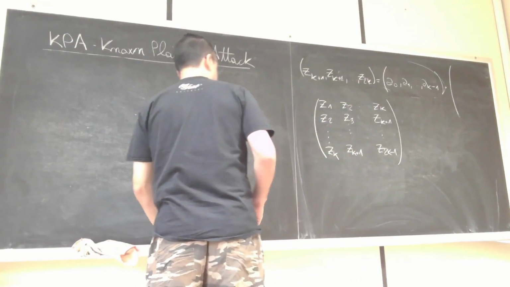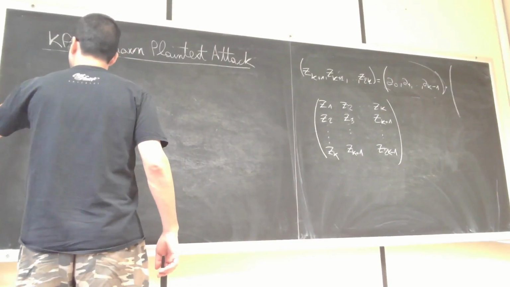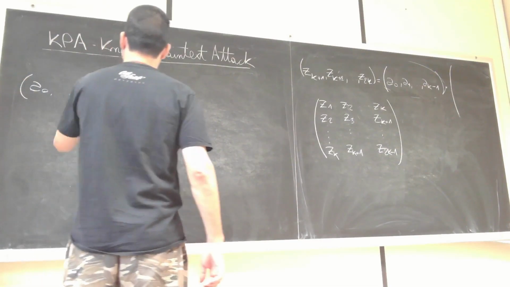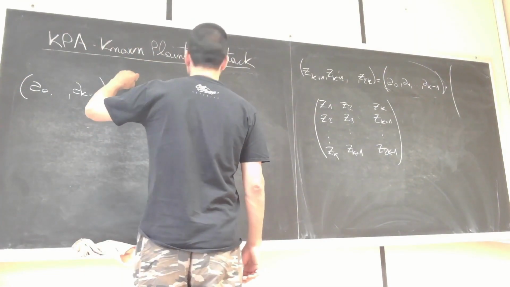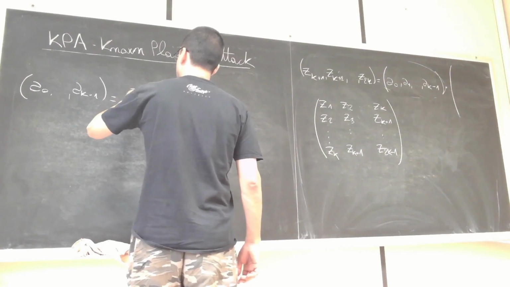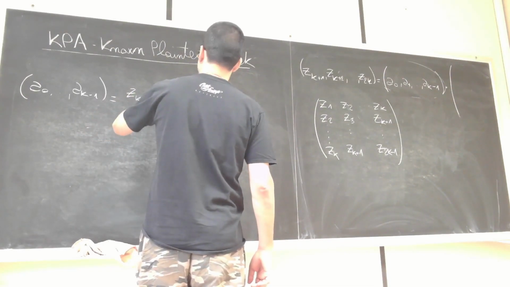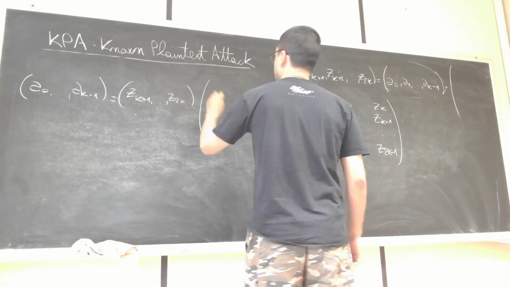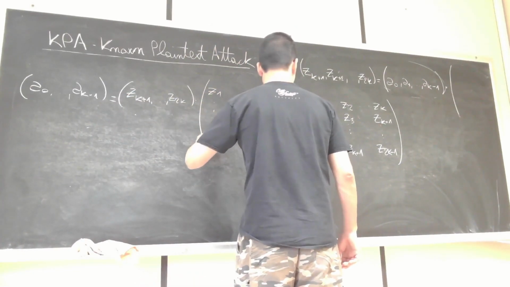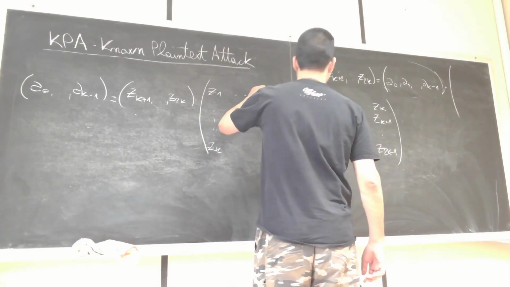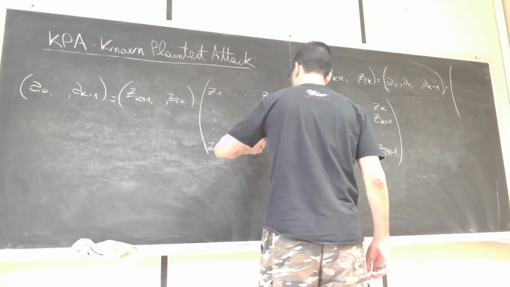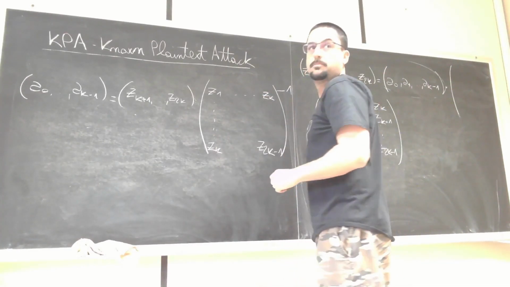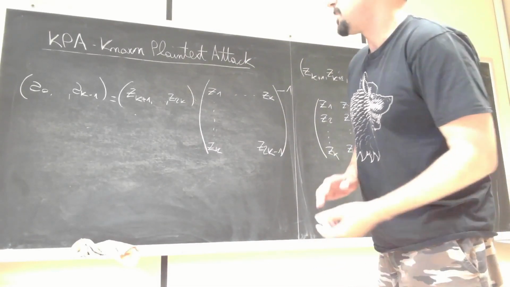So very quickly, this will be a0, ak minus 1, which will be equal to zk plus 1 until z2k by z1, zk, z2k minus 1 to the minus 1, so the inverse matrix.